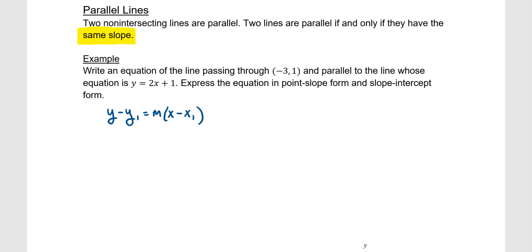Okay, so starting with point slope form for the equation of the line, we have y minus y1 equals m times x minus x1. So we're given the x1, y1. We're given that it is -3, 1, and now we need the slope. So this time when we're looking for the slope, we're not explicitly told what it is. We're told that it's parallel to another line, and since these are parallel lines, they have the same slope. This equation that we're given is already in slope-intercept form, so we can just read off the slope here as 2. So that means our slope of our line is also 2.